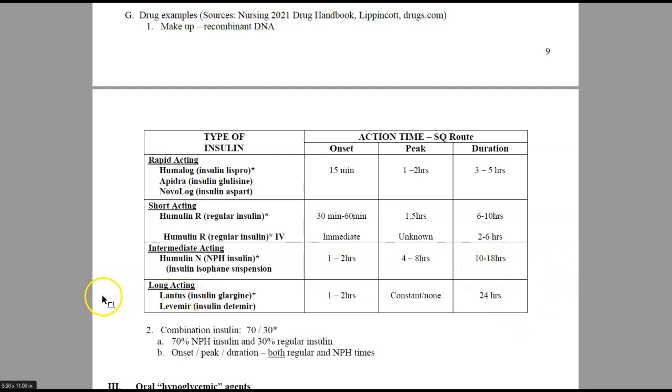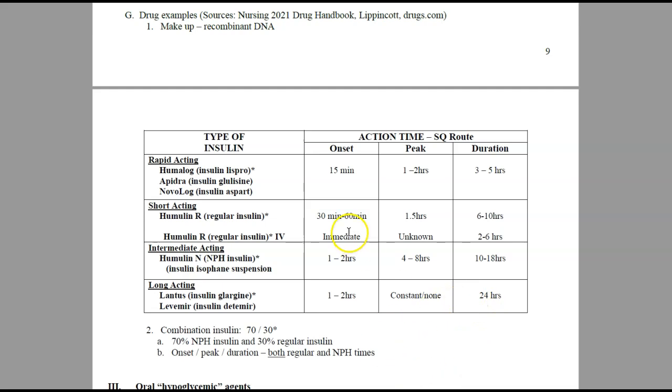Long-acting insulin, on the other hand, its onset is 1 to 2 hours, so very similar to your NPH, and there's no peak because it's very steady and stable, and then the duration is often 24 hours. So why is it important to know?